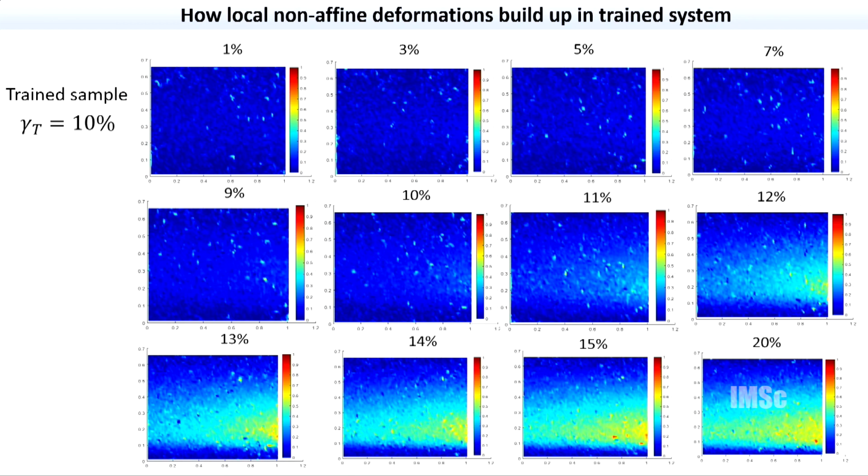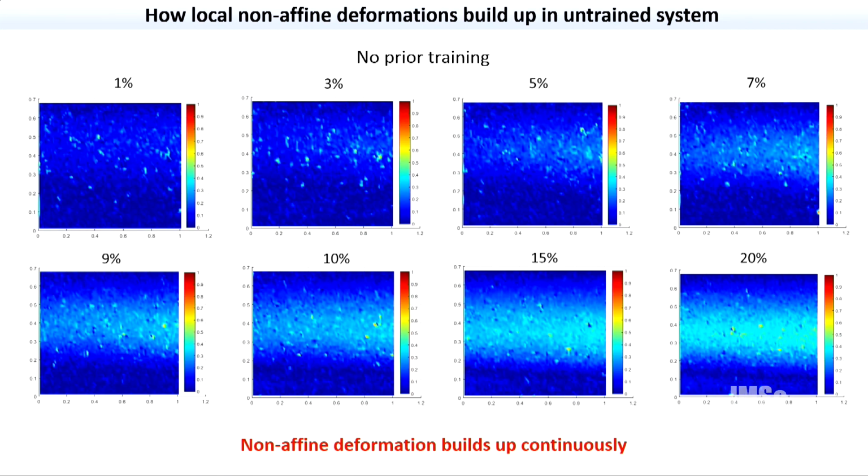And this you can control. If the training is 15%, up to 15% nothing happens, and then it will come. And for comparison, if there is no prior training, this building up of non-affine deformation is very, very gradual.